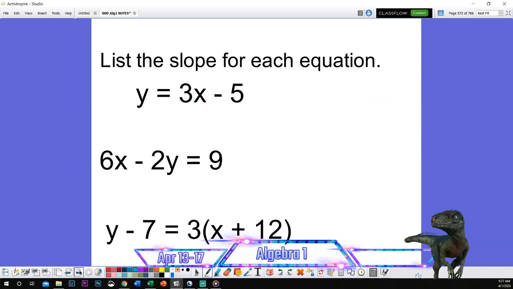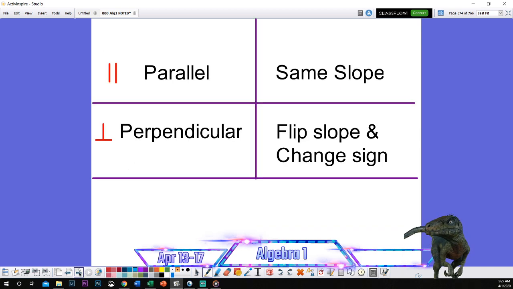Since they all have the same slope, they are all parallel. Remember, parallel means we have the same slope. Remember, perpendicular is when you flip the slope upside down and change the sign. En español, este dice perpendicular, necesitas cambia el signo y también voltear la fracción.